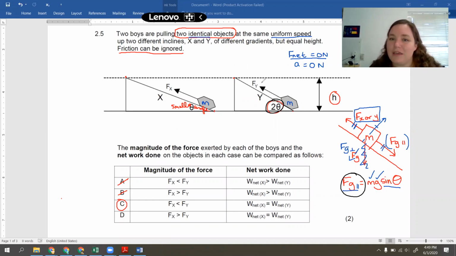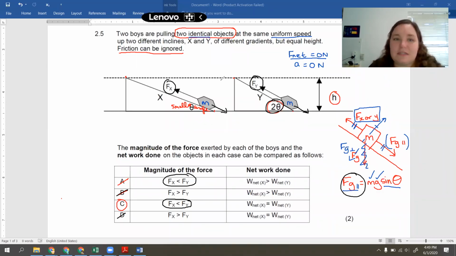So that told me that this force must be larger than this force, because the component of the weight down the slope would be bigger on the steepest slope than on the flattest slope. So that immediately told me that the force Y must be bigger than the force X. So here, force Y is bigger than force X. That works, and here it also works. That immediately takes out B and D, okay?